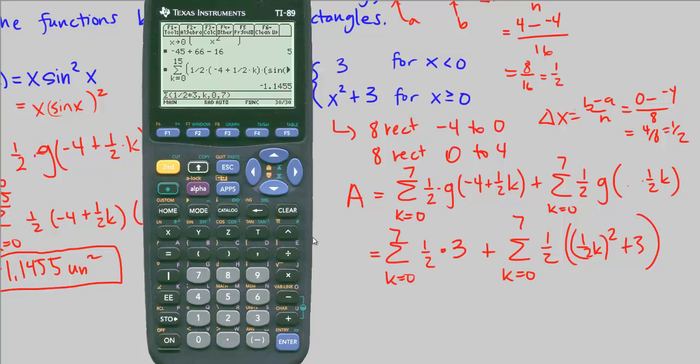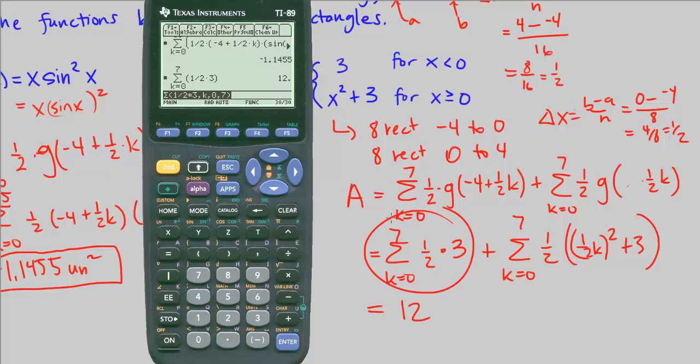So this is the first one. I'm going to do them separately because it's easier to see that way. So that's equal to 12. This right here is 12. And again, we didn't need a Riemann sum to do it, but it's basically finding the area of a rectangle.